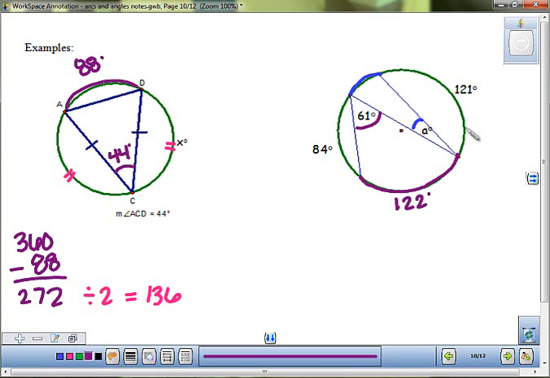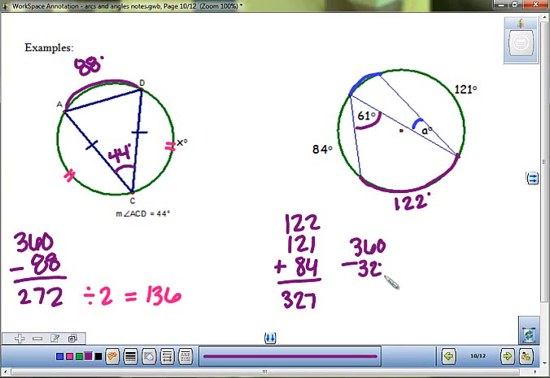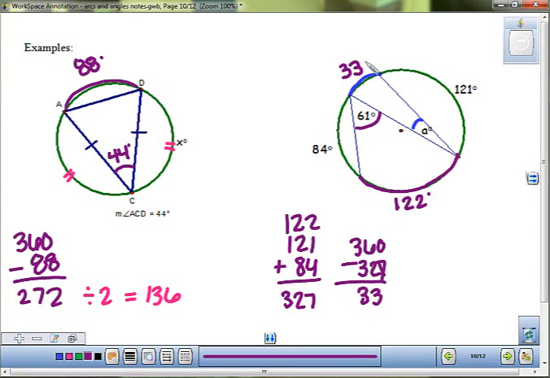All of the other arcs are given, so I can total what has been used, which gives me 327. Full circle is 360. That leaves me with 33 degrees for this arc. Do not tell me your answer is 33 degrees, because that's not what the question asked. The question asked for the angle. So you still have to take half of that. So divide it by 2, 16.5 degrees.